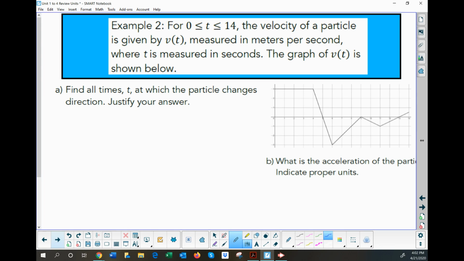Example 2, for 0 to 14. For a time interval, 0 to 14, the velocity of a particle is given by V of t, measured in meters per second, where t is measured in seconds. The graph of V of t is shown below. Find all times t where the particle changes direction, and justify your answer. So I know that for a particle to change direction, I need my V of t to equal 0, and I need the velocity to change signs at that particular spot.